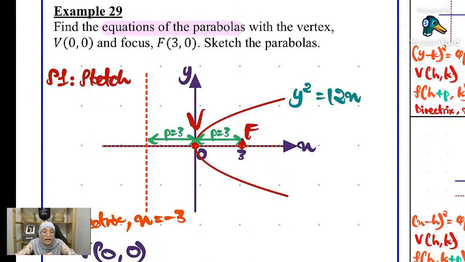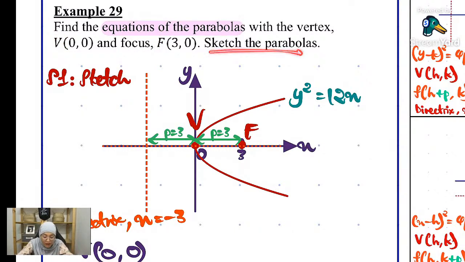Example 29, find the equation of parabola. So we do not know which one is which until they're given us with the vertex of V(0,0). So vertex ni bucu ya. Kita hanya ada satu saja bucu dalam parabola. Tak ada lebih daripada satu. Confirm satu saja. So focus. We only have one focus, one vertex. So it's easier than ellipse lah.